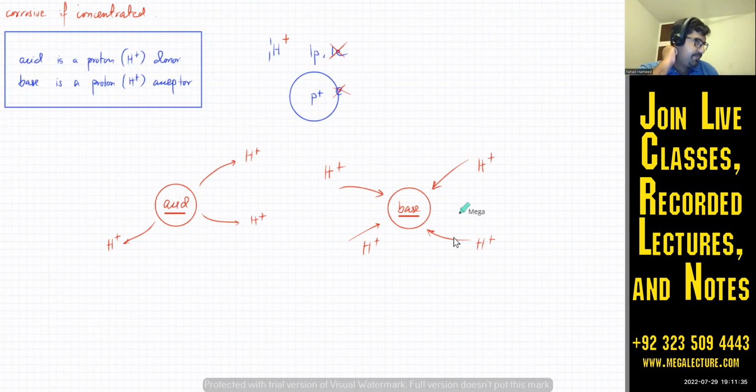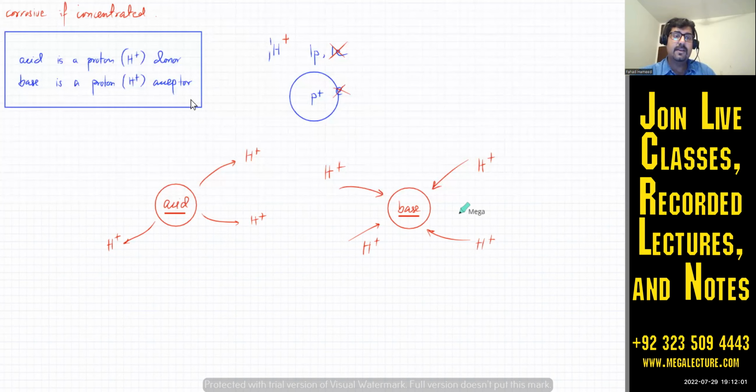So citric acid is basically doing this. When you drink lemon juice or lemonade, the citric acid is actually releasing a lot of H plus ions in your mouth, which is why you have this sour taste. The base does the exact opposite. It accepts H plus ions.